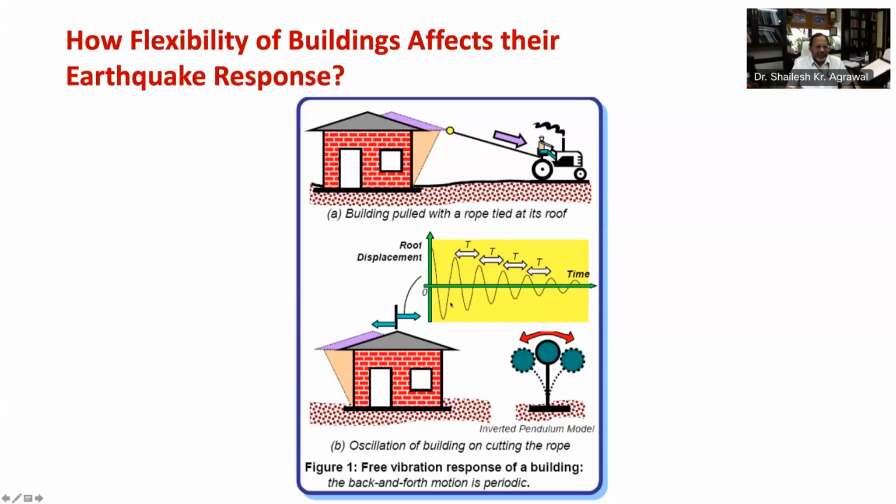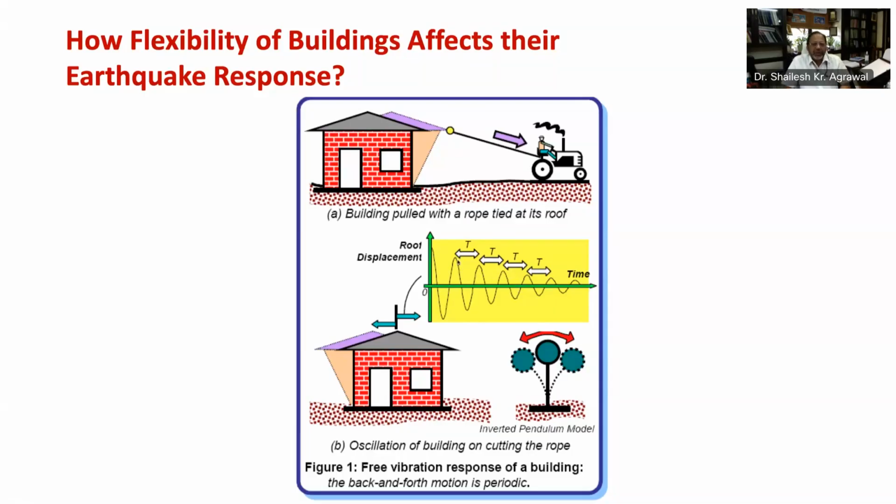Graphically, these oscillations can be represented as shown in this yellow graph, and they are periodic in nature. The time taken in seconds to complete each cycle of oscillation, that is one complete back and forth motion, is the same and is called fundamental natural period and denoted by T of the building. The value of this T or fundamental natural time period depends on building flexibility and mass. More the flexibility, longer is T. Also, more the mass, longer is the T.